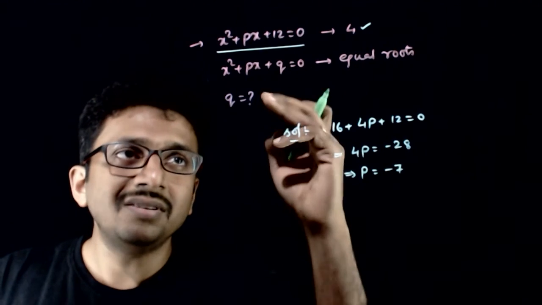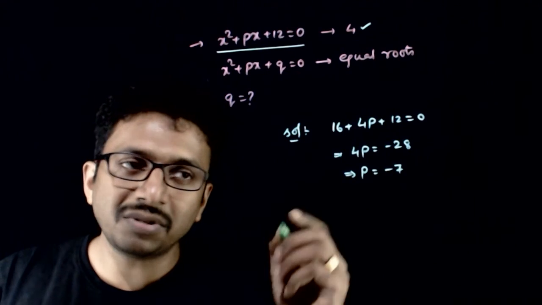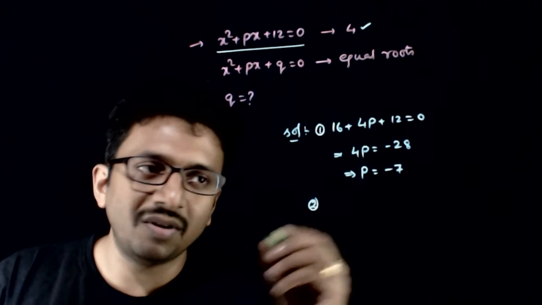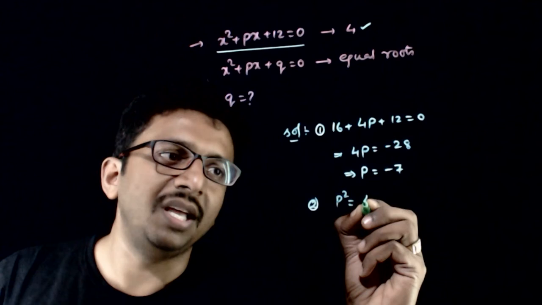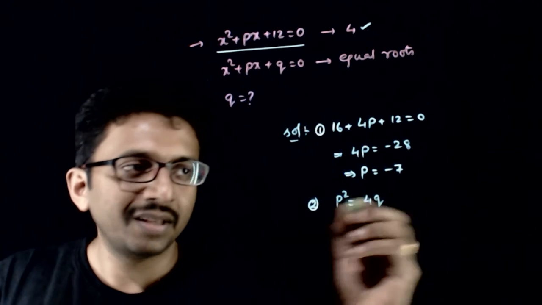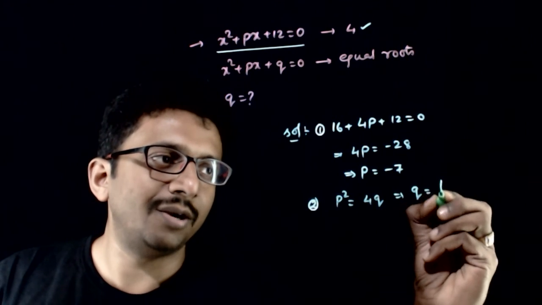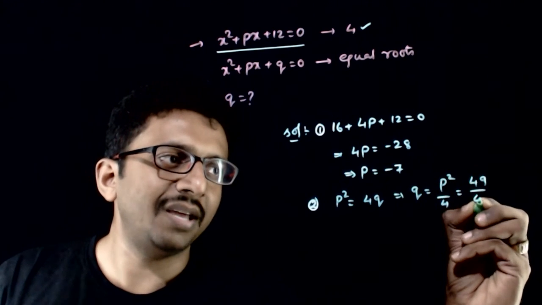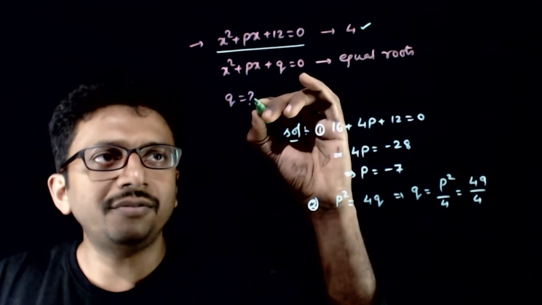And from the second information, this equation has to have equal roots. So the discriminant of the second equation has to be equal to 0. So p square should be equal to 4q. This implies q is equal to p square by 4. That is equal to 49 by 4. So that should be the value of q.